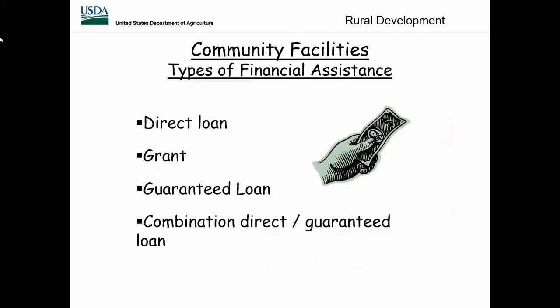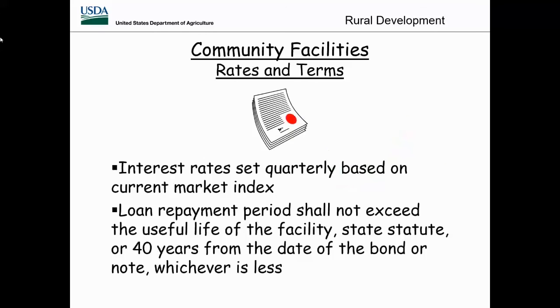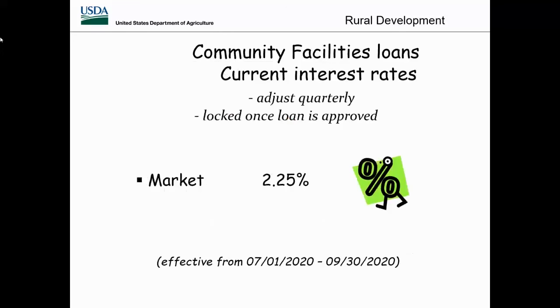Again, just as our water and sewer program, we do have direct loans, we have grants, guaranteed loans, and then a combination of both. I will say that our interest rates are also set quarterly in this program. We can go up to a 40-year loan. This interest rate is tied to a different structure, and so the interest rate for this program is just a little bit different. Our interest rate for this quarter in our community facilities program is 2.25%. That's still a very good interest rate. 2.25% for up to 40 years is hard to beat.